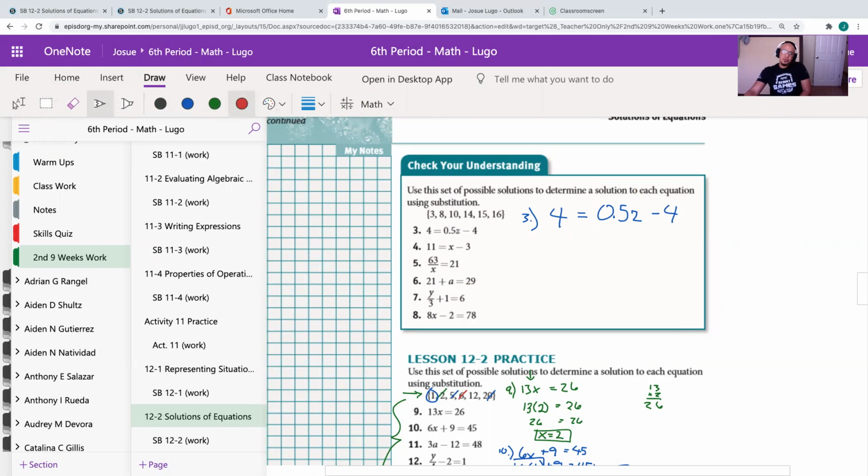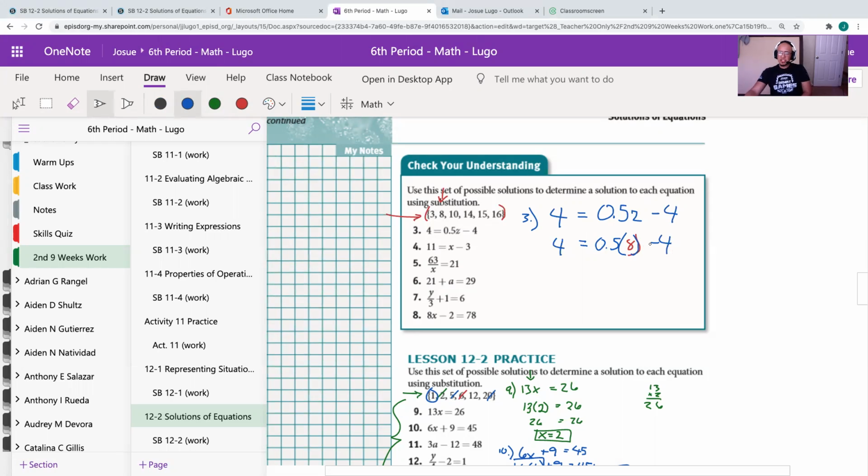So the cool thing about this is that they actually give us different options. We got to choose from one of these numbers. Let's say I pick the number 8. Instead of z, I'm going to use the number 8. So really, it's going to say 4, that's my left side, is going to be equal to the right side, which now is 0.5 times 8 minus 4.